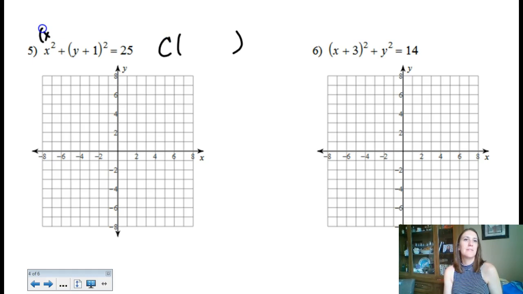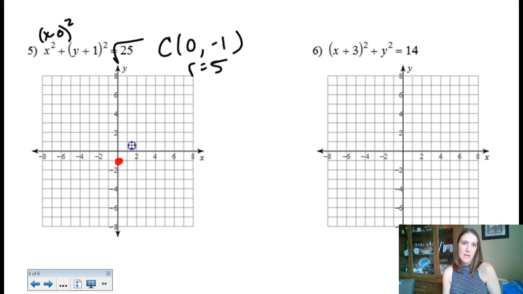This time, it's just kind of partially weird here because the H value is 0, so we're going to have a weird looking partial equation there. So 0 squared, x minus 0 squared is just x squared. And then the K value, remember, built-in negative, is a negative 1. And the length of the radius is 5. So your center is at 0, negative 1.